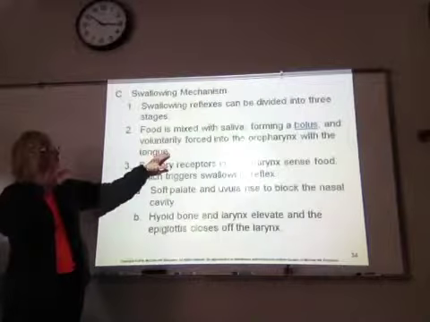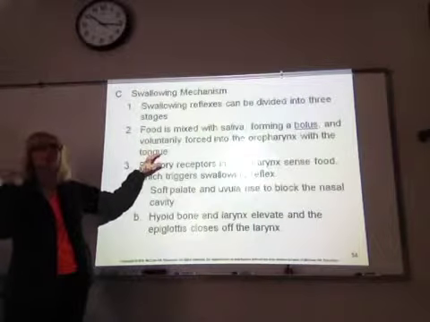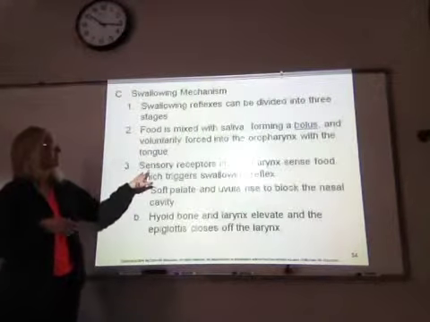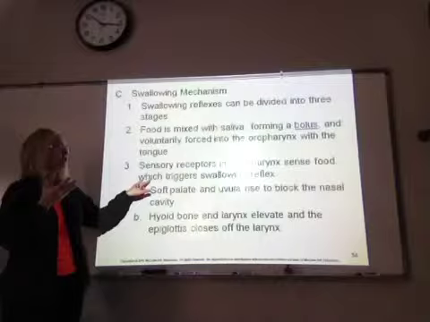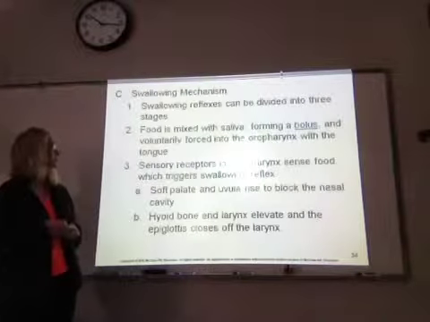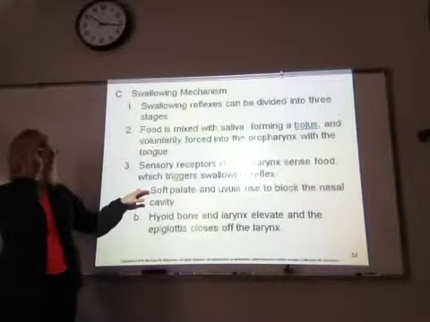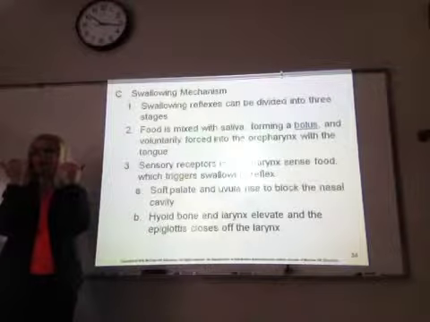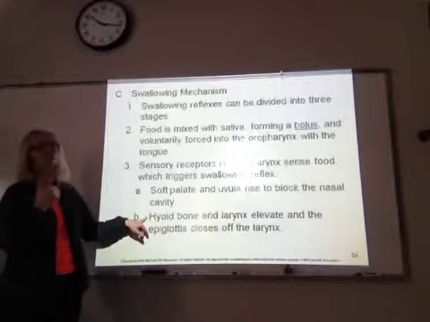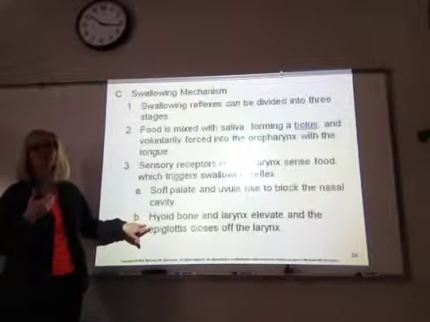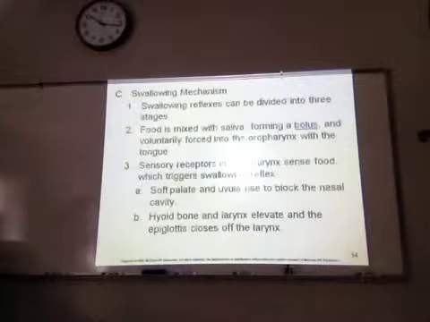It's forced into the oropharynx, so typically when you go to swallow, your tongue helps to push that food back. Sensory receptors in your pharynx sense that food is coming in, and that's going to trigger the actual swallowing reflex. When you swallow, your soft palate and your uvula are going to rise up, so they block that nasal area. The hyoid bone and the larynx are going to lift, and that's going to close off the larynx and your tracheal area, so nothing gets into your lung area.